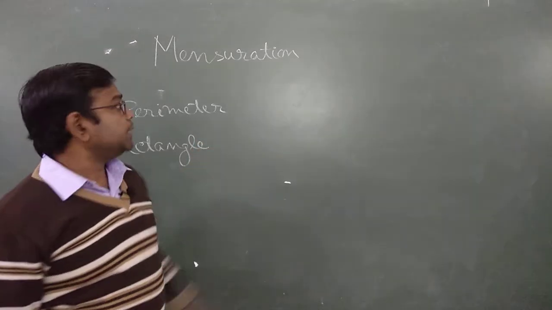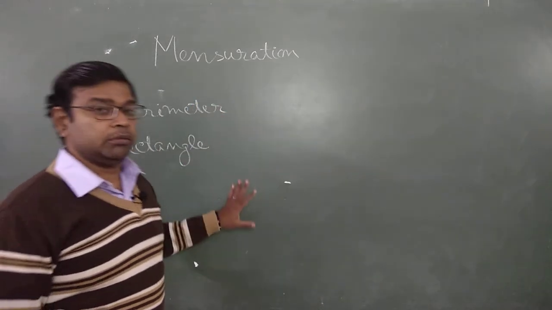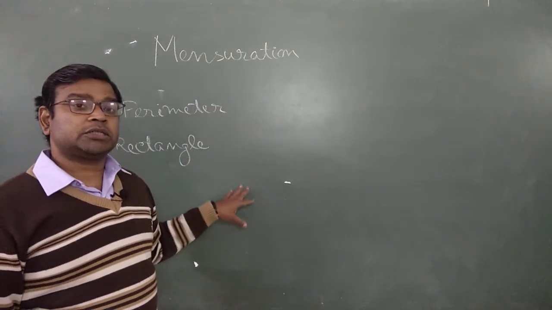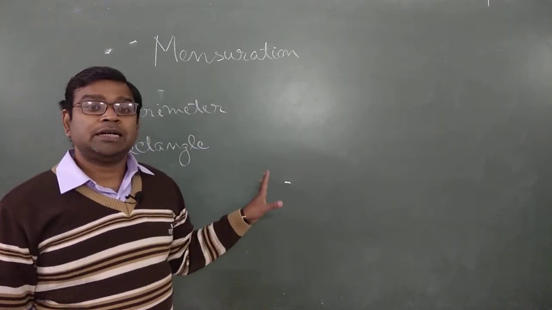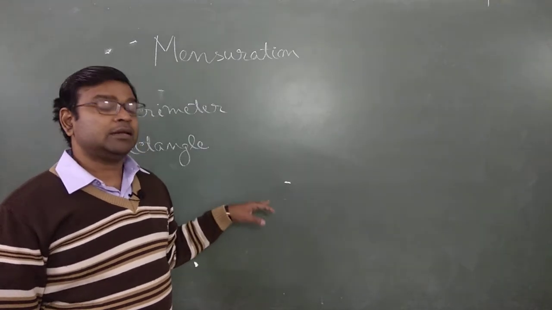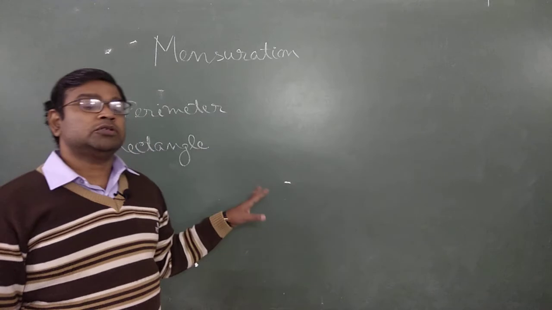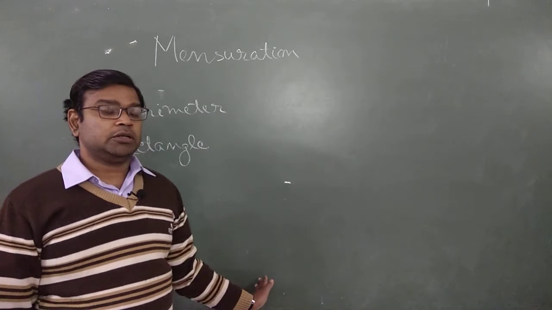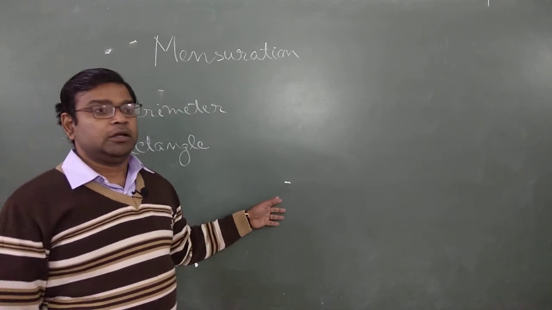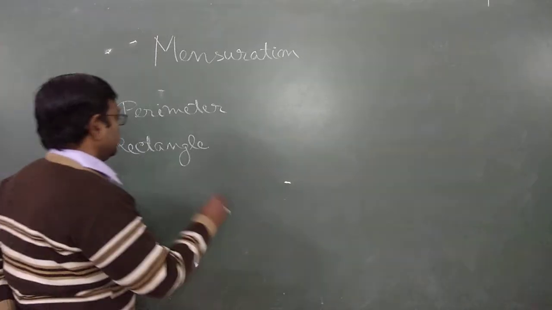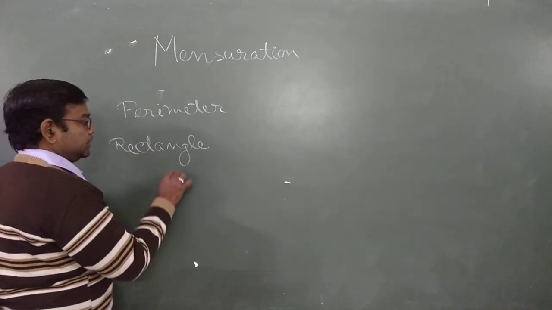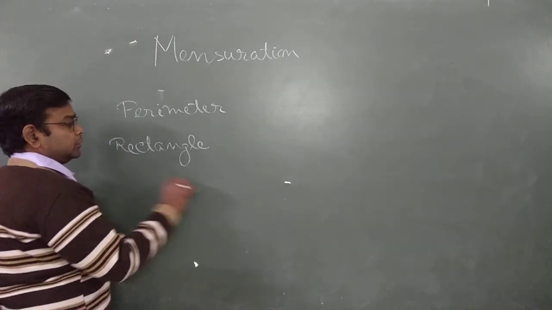Always remember that in mensuration, while solving a word problem or any problem, you must draw the figure first. Then you must write down the given things. Then write down the formula used by you and then solve it. You have to follow these steps, otherwise your marks may be reduced from the solution. So perimeter of a rectangle, first see what a rectangle is.